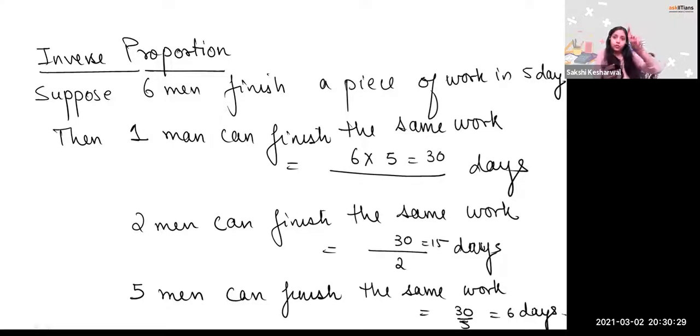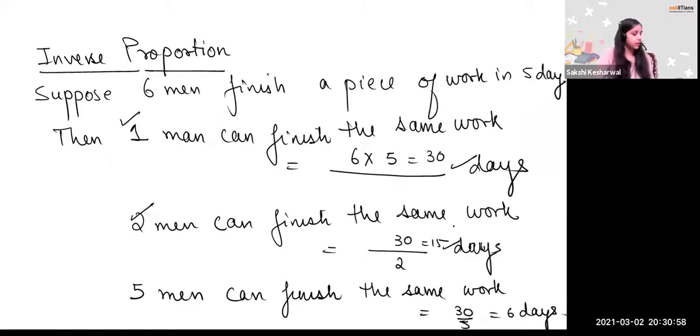We find out the value of one man, like one man can finish in how many days, or the cost of one pen, cost of one man. So first you see what the question is, whether it's talking about direct or inverse. As the number of men increases, the number of days decreases. So you see, as you're increasing the number of workers, the number of days is decreasing. So this is known as inverse variation. Let's do one question on this.